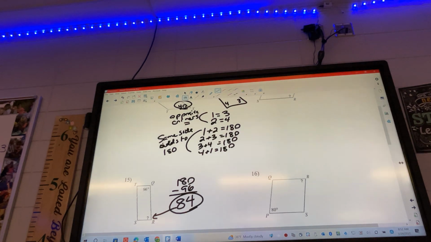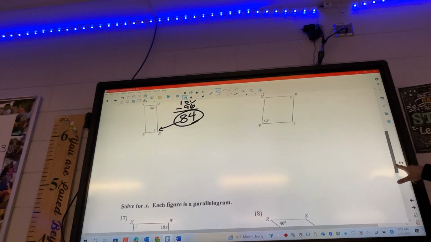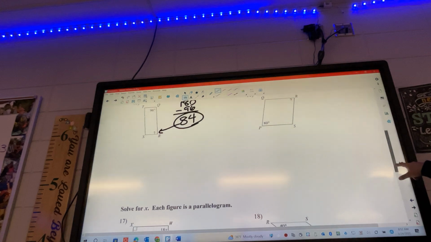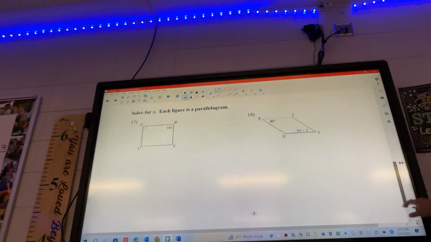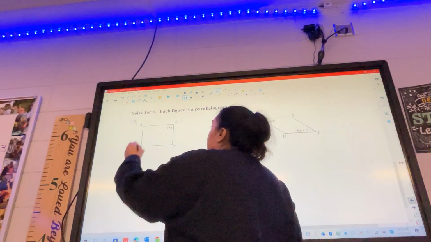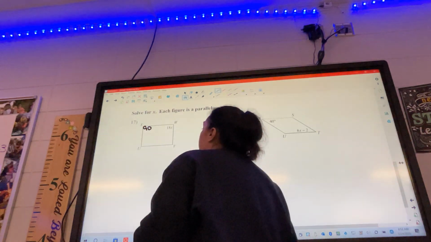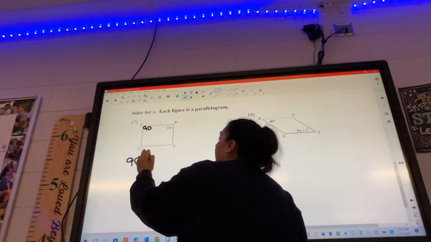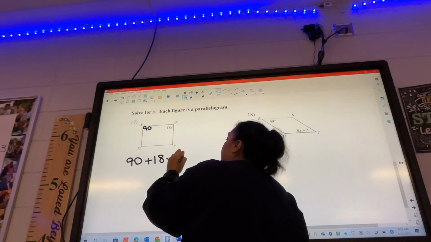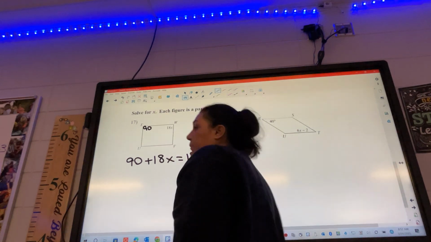Okay, 17. Are those same sides or opposite corners? They are on the same side, so we're going to add them together to equal 180. What is the square? 90. Okay, the square is 90. So it's really going to look like 90 plus 18x equals 180.